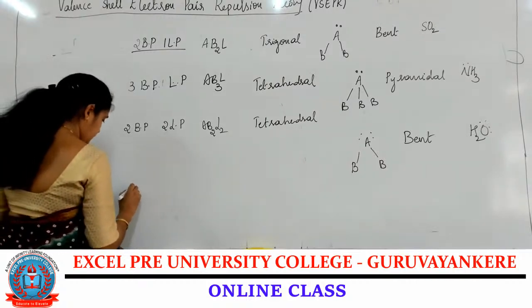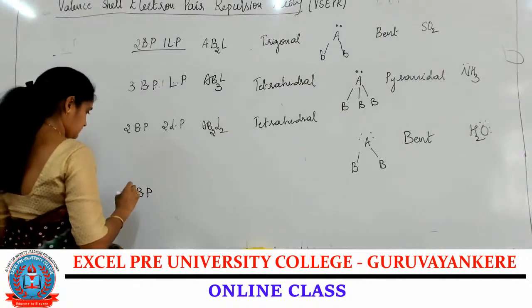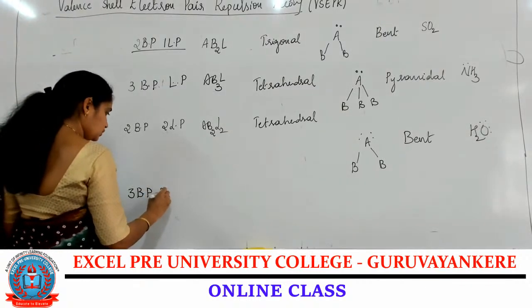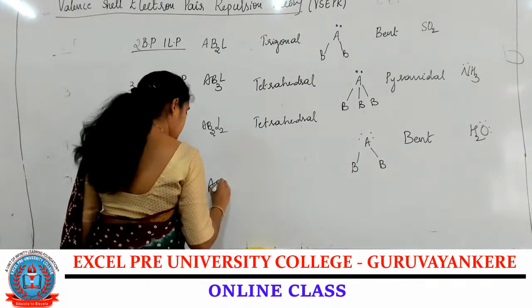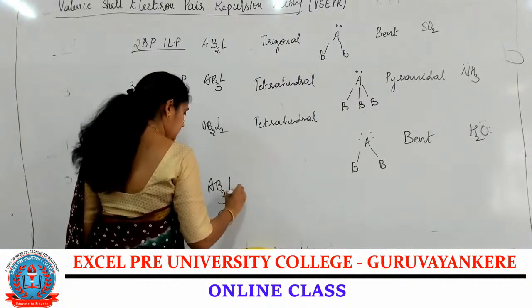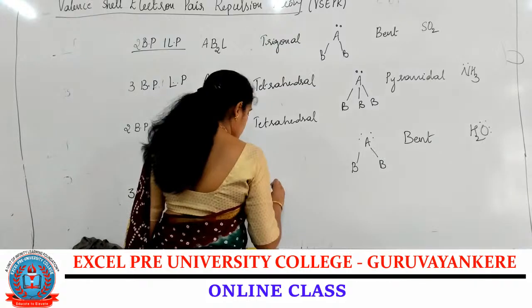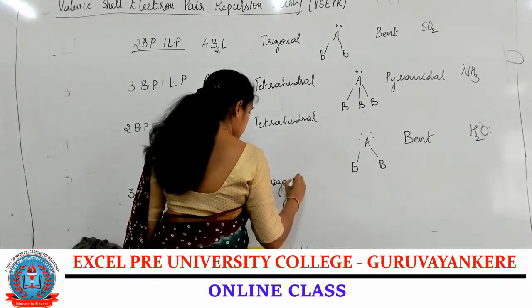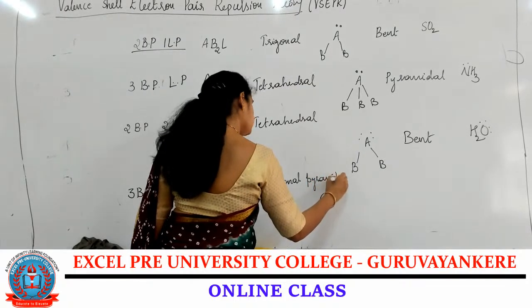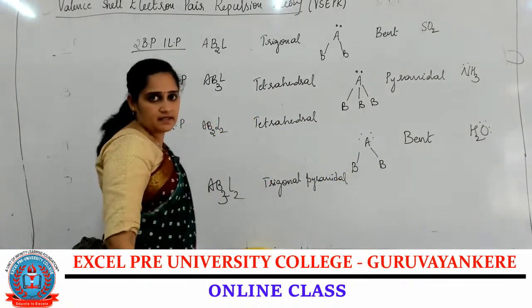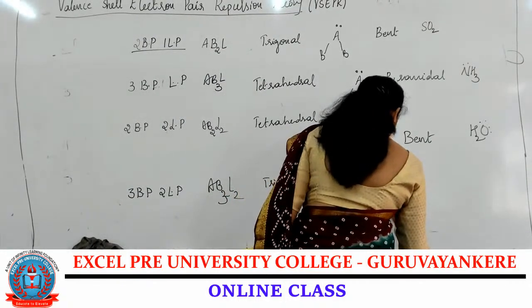If 3 bond pair electron, 2 lone pair of electron. It is AB3L2. AB3L2. Total 5 pairs of electron. It forms trigonal bipyramidal geometry. Here it forms T-shaped structure.